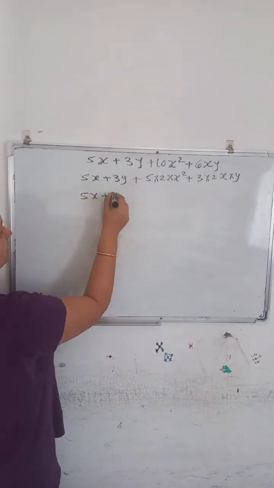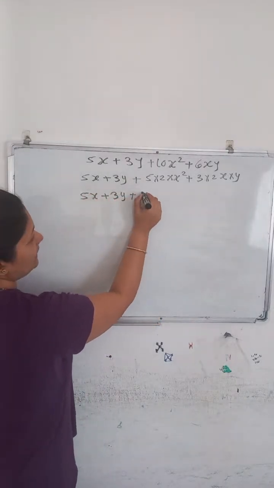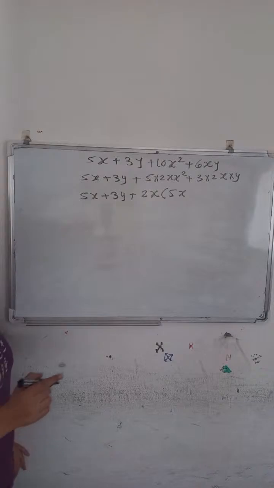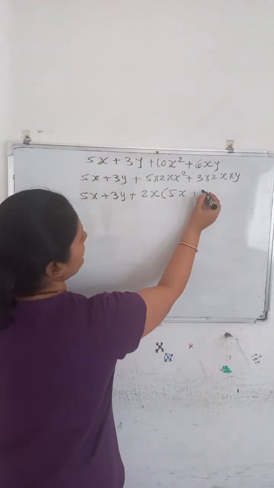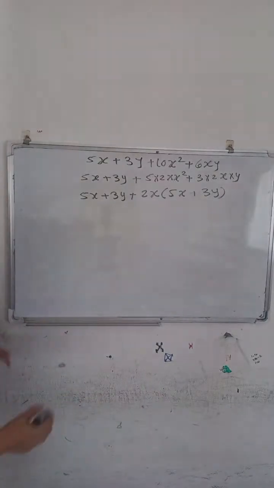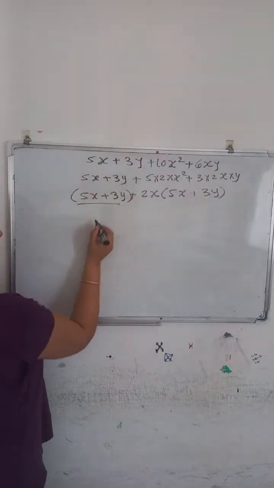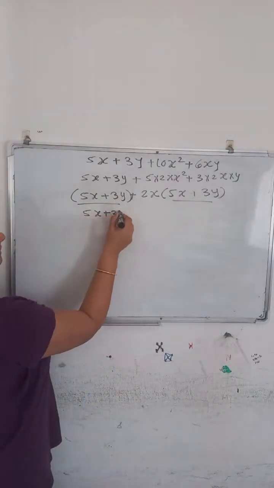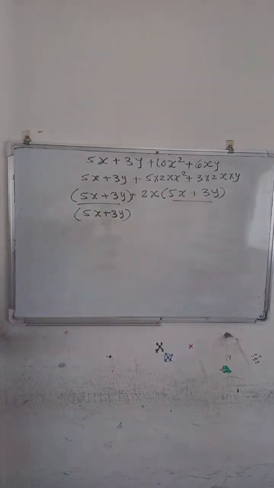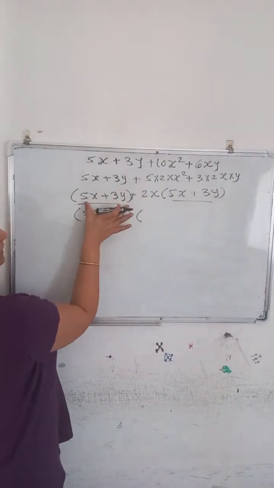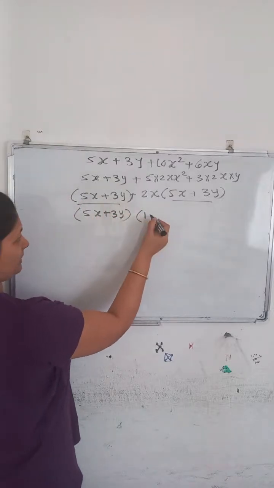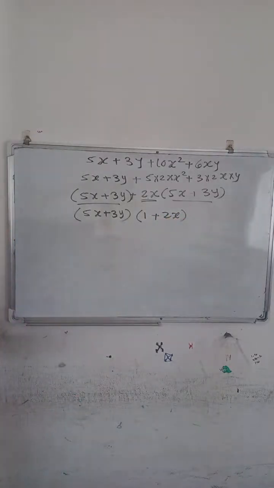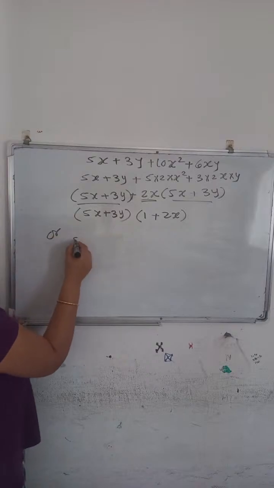So 5x plus 3y plus, if I take 2 and x common, then 5 out of x square, 1x will remain, plus 3y will come, in the bracket. Now you can see 5x plus 3y and 5x plus 3y are common, so I take 5x plus 3y as common. Once I take it out, 1 will remain, plus the remaining thing 2x. You can solve like this.